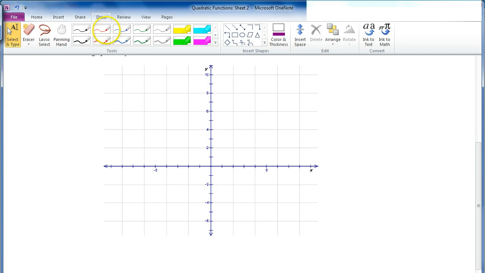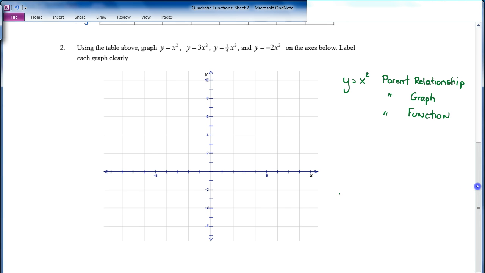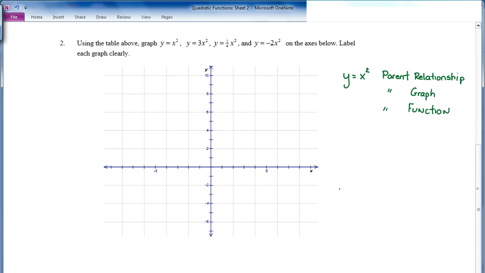Now, we've already discussed the idea that we're building off of this relationship y equals x squared. We call this the parent relationship, or sometimes we say the parent graph, or sometimes we say the parent function. Basically what this means is the parent relationship is the relationship that we initially start from when we go through and do our graphing.